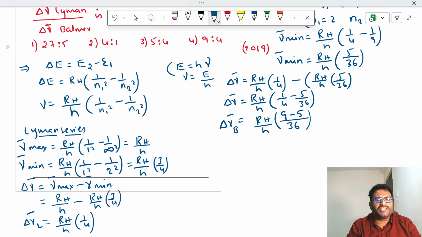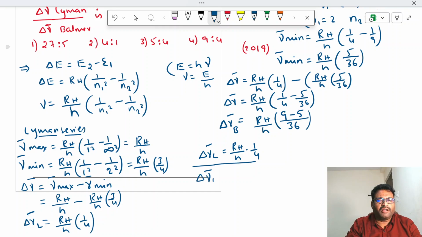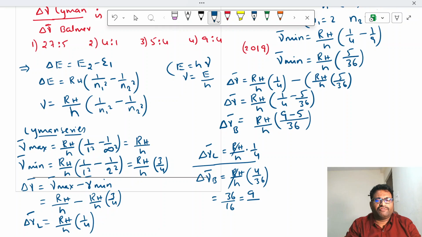So Lyman by Balmer is asked. Lyman is equal to RH by H into 1 by 4, divided by Balmer, which is RH by H into 4 by 36. So RH by H gets cancelled. Then you get 36 by 16. Four nines are 36, four fours are 16. So what is the ratio? What we got is 9 by 4. So the answer will be 9:4. Understood?